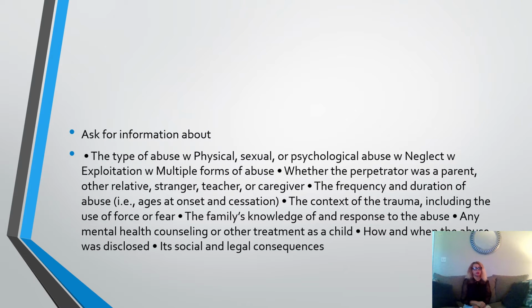Ask for information about the type of abuse: physical, sexual, or psychological abuse, neglect, exploitation, or multiple forms of abuse. Whether the perpetrator was a parent, other relative, stranger, teacher, or caregiver. The frequency and duration of abuse, for example, ages at onset and cessation. The context of trauma, including the use of force or fear, the family's knowledge of and response to the abuse, any mental health counseling or other treatments as a child, how and when the abuse was disclosed, and its social and legal consequences.